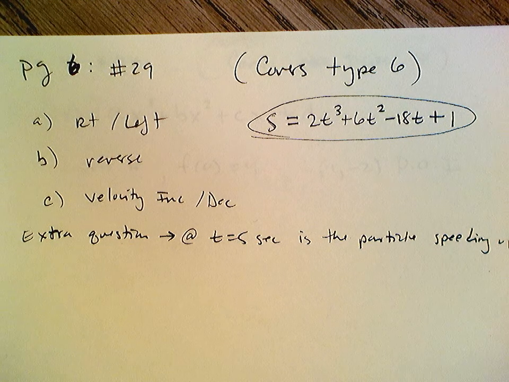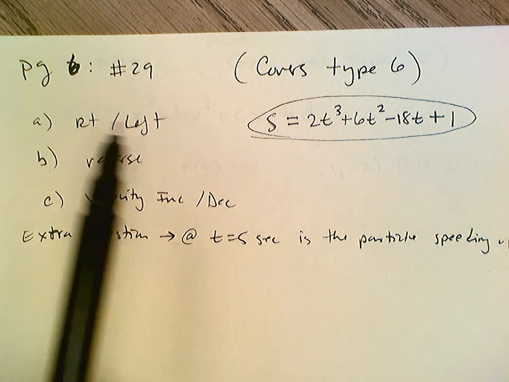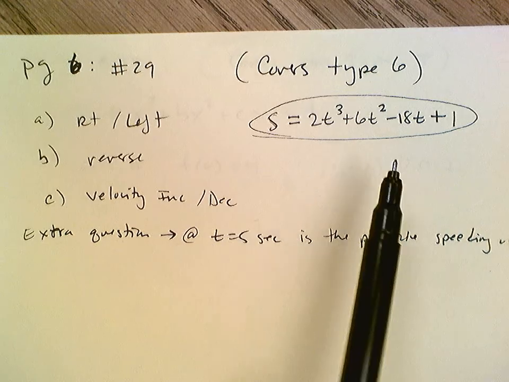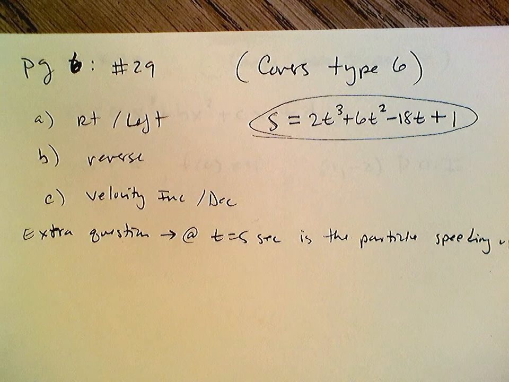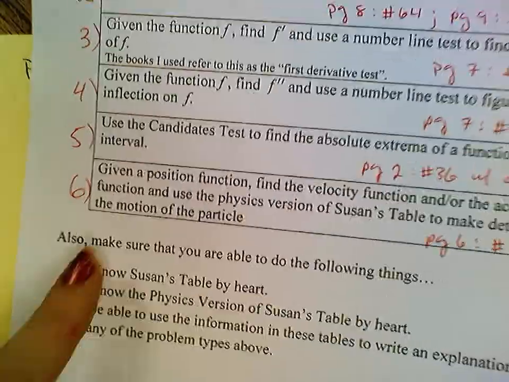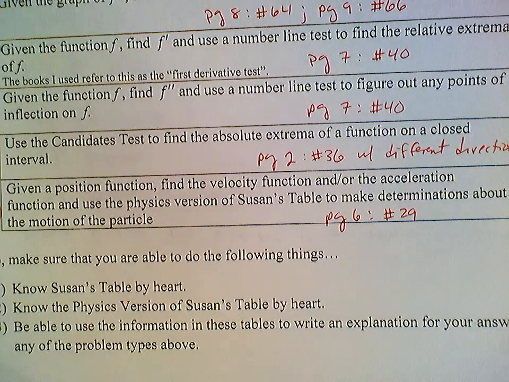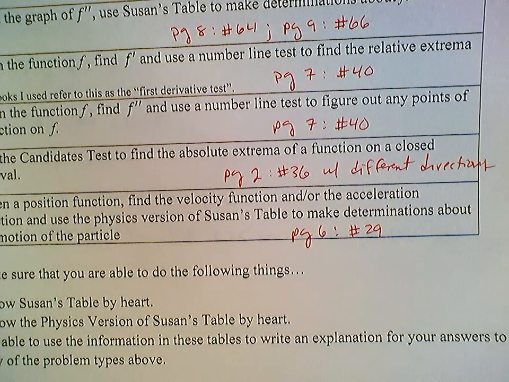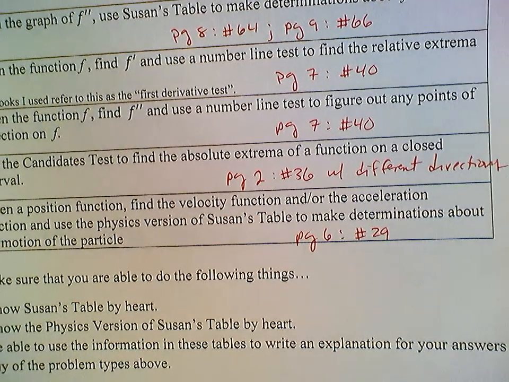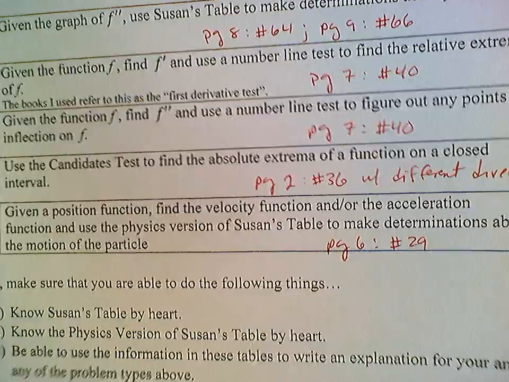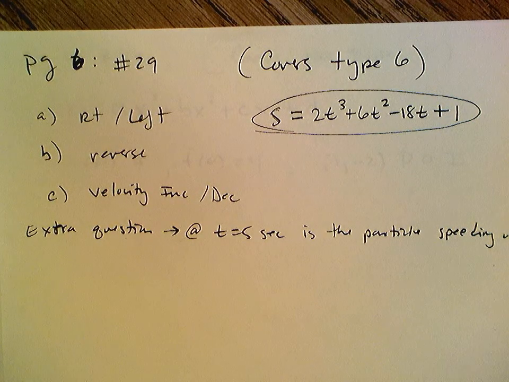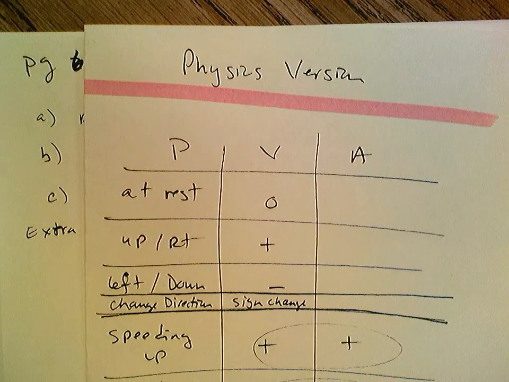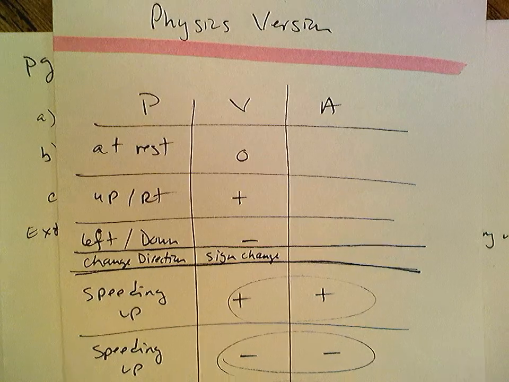Okay, so last video we left off here, and this problem covers problem type 6 from here. So given a position function, find the velocity function and/or the acceleration function, and use the physics version of Susan's table to make determinations about the motion of the particle. So here's the physics version of Susan's table.